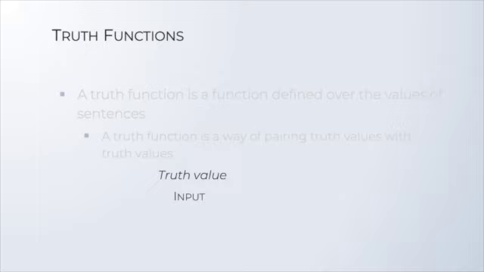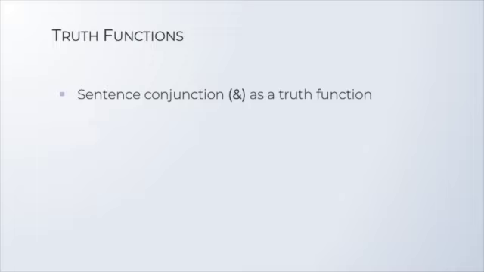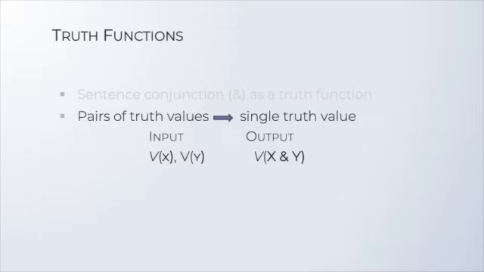Sentence conjunction, represented by the ampersand, is a very clear example. Remember that conjunctions are sentences of the form x ampersand y. What this operator does is that it takes as input pairs of truth values, that is, the truth values for each of the conjuncts, and then it outputs a single truth value, namely the truth value for the conjunction as a whole.